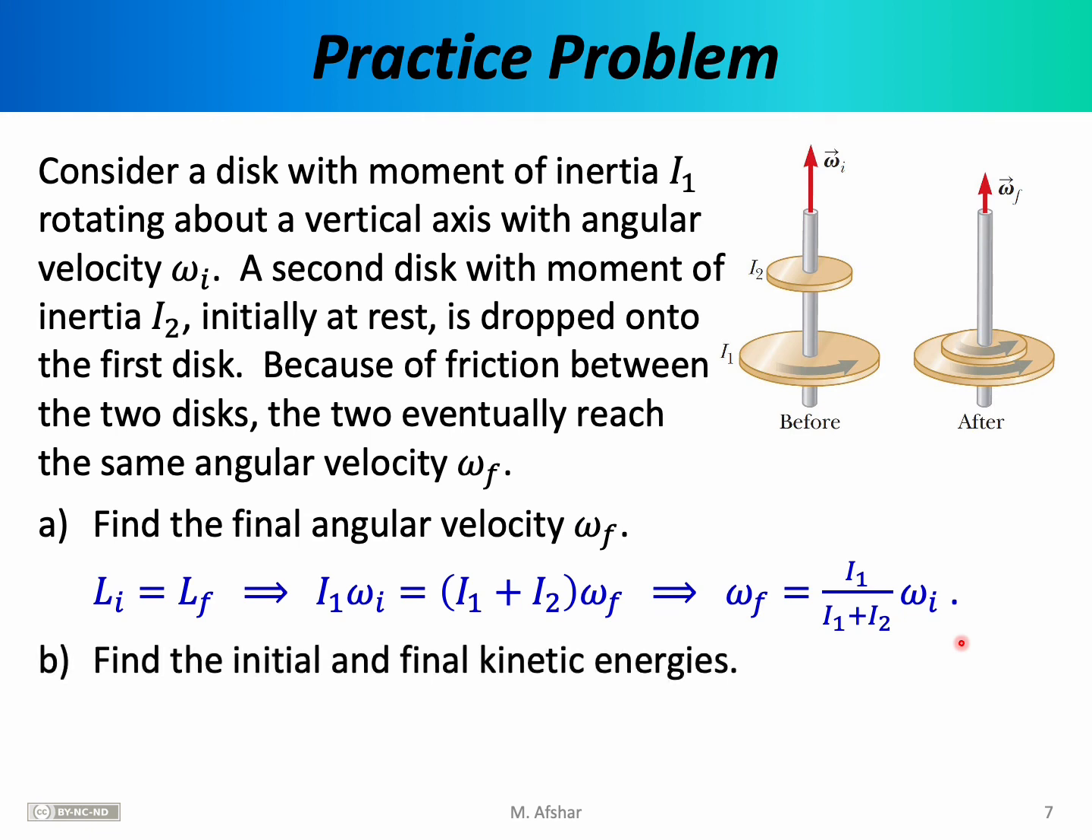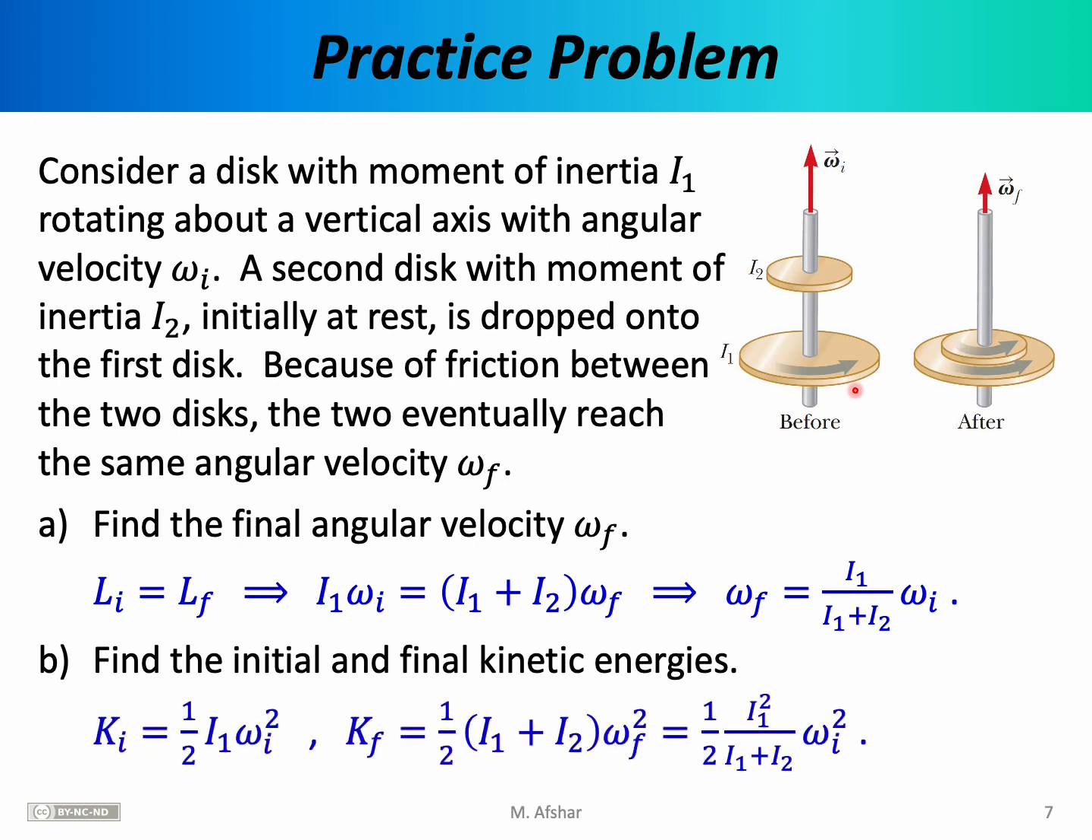Part B of the same problem says find the initial and final kinetic energies of the system. Notice that we are talking about objects that are executing pure rotational motion, so we should be talking about angular kinetic energy here. Initially, it's only disk 1 that is rotating. Disk 2 has no kinetic energy, so we can say K initial is 1/2 I omega squared, except the I is going to be I of object 1 because that's the only thing that's rotating, and omega, of course, is the initial angular speed.